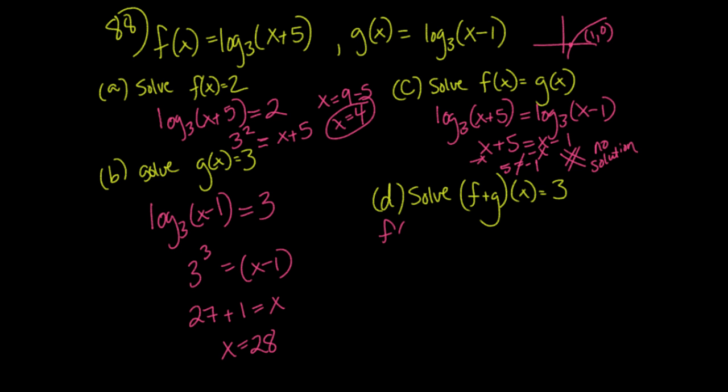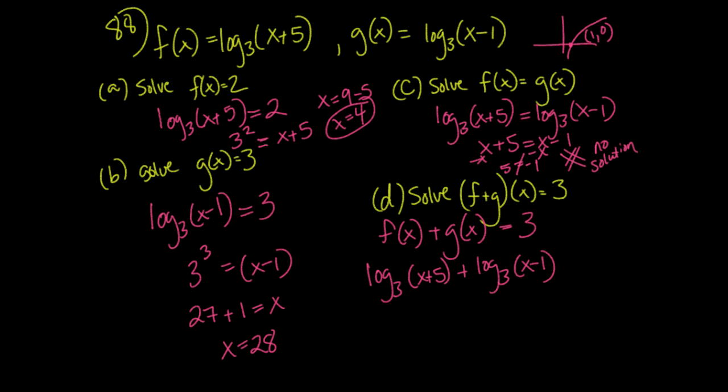So remember what this means from chapter 1, f of x plus g of x equals 3. That's the sum of two functions. So we're going to take log base 3 of x plus 5 plus the log base 3 of x minus 1, and it's equal to 3. So this is the product rule, because the sum of the logs is equal to the log of the product. So now we have x plus 5 times x minus 1 equals 3.